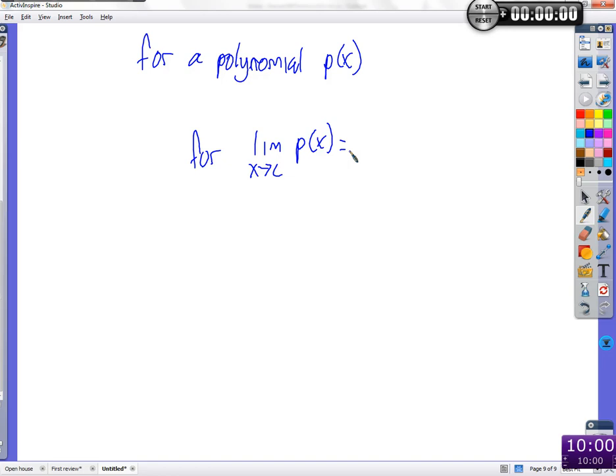You're not going to be approaching two different values. You're not going to be going off without bound. You're not going to have holes. You're not going to have vertical asymptotes. You can just plug c into the polynomial.